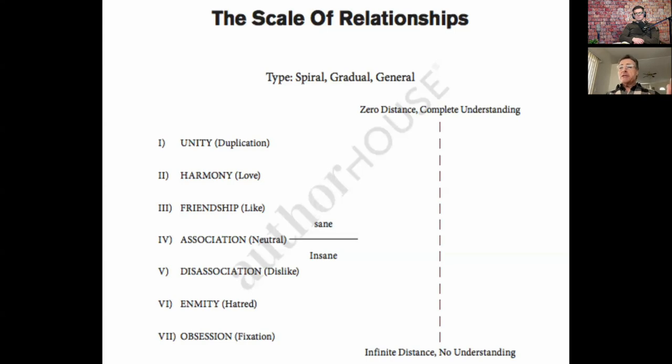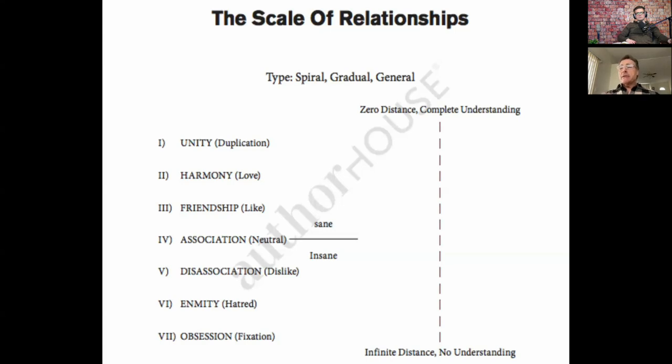Now, let's look at the horizontal line at level 4. This occurs in many scales. You see a horizontal line at level 4. Level 4 is, in many cases, a neutral point. It's sort of the point of no return.